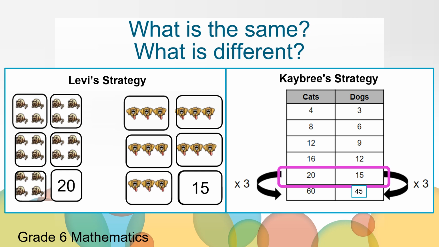After Levi compared his strategy with Kaybree's, he understood how he could have used multiplication to finish solving his problem. He realized that all he needed to do was multiply both the number of cats and dogs by 3 to get that final ratio of 60 cats to 45 dogs. Levi and Kaybree were curious if any of their classmates tried a different strategy, so they went to check in with Marvin.